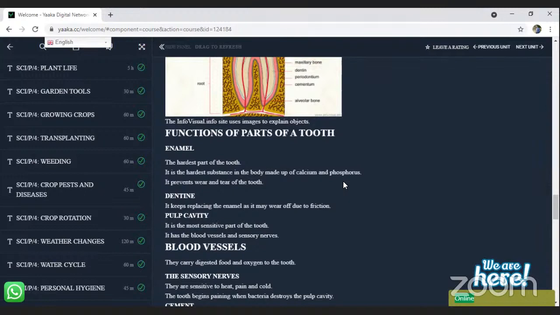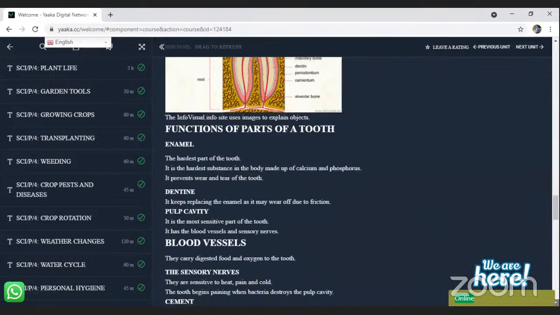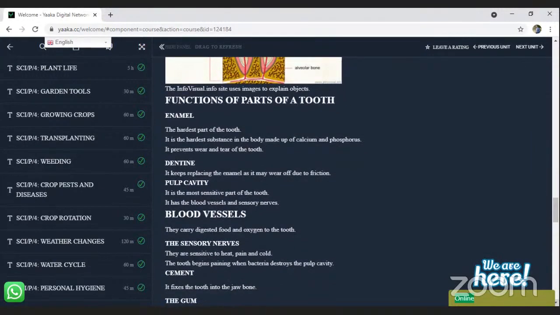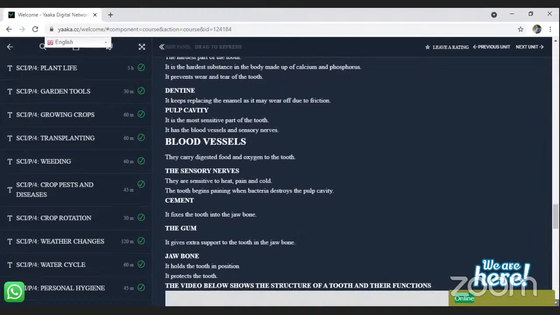As simple as that. For the case of the dentine, we are told that this one keeps replacing the enamel as it may wear off due to friction. For the pulp cavity, as we said earlier on, it is the most sensitive part of the tooth because it contains the blood vessels and the sensory nerves. What is the use of the blood vessels? This one is used to carry digested food and oxygen to the tooth. What is the use of the sensory nerve? It is sensitive to heat, pain, and cold. As simple as that.